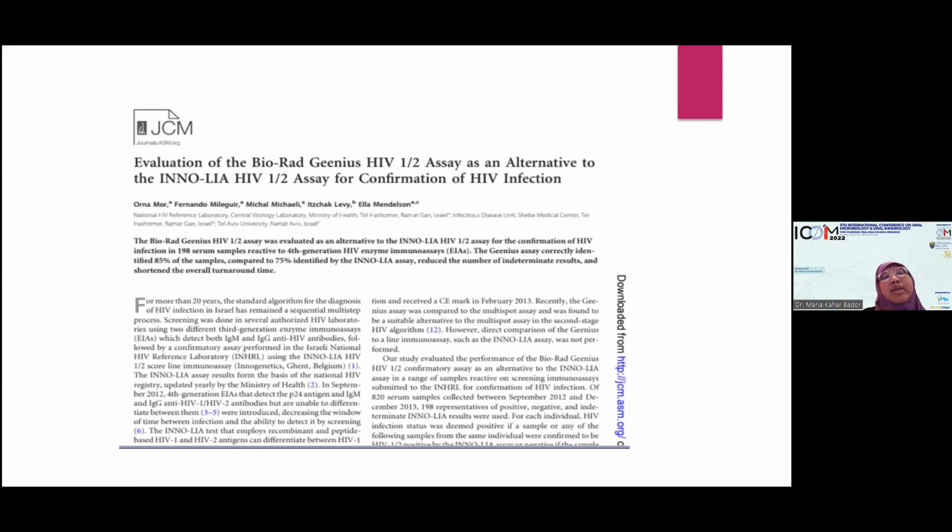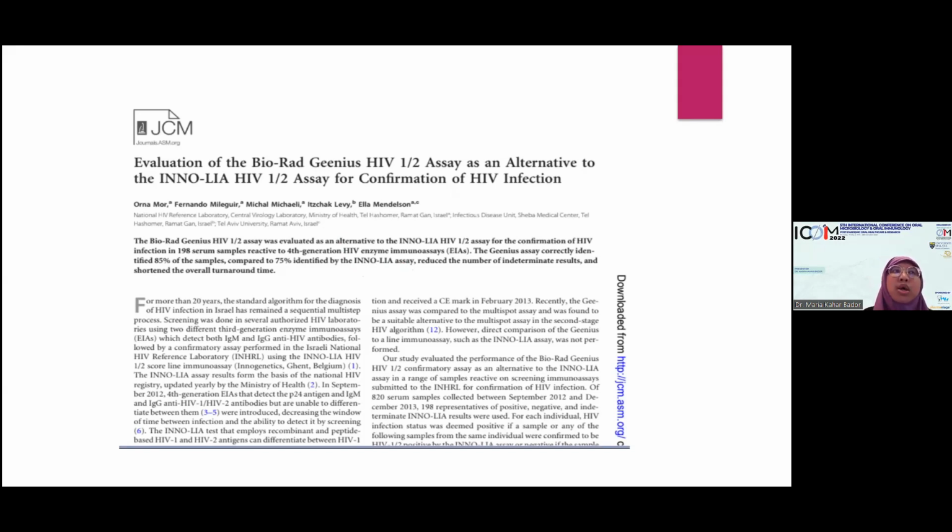So these are some of the papers that were done to evaluate the assay, and it had a very high sensitivity and specificity as compared to the Inno-LIA assay, which is the Western blot line immunoassay that we were using. And it reduced the number of indeterminate results and shortened the overall turnaround time.